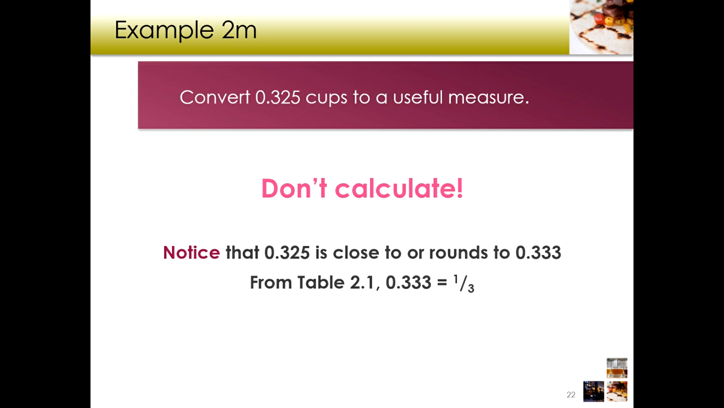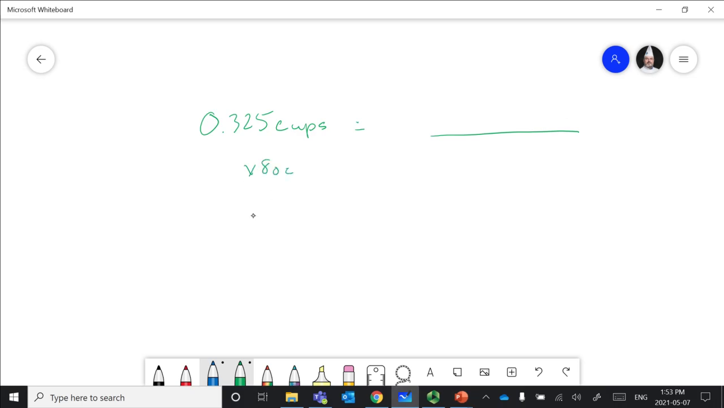We could take the 0.325 and multiply times 8 ounces in a cup, but if we do that, we get 2.6 ounces. And I don't know about your measuring cup, but my measuring cup does not have a 2.6 ounce marking on it. So we would round to the third of a cup.